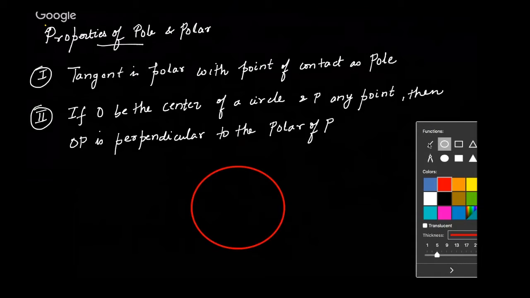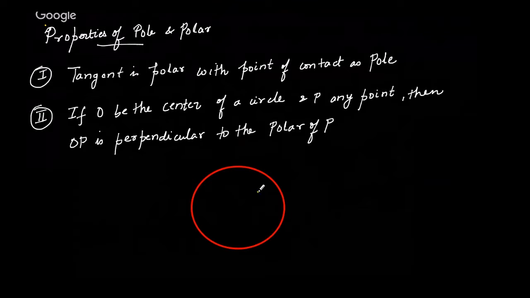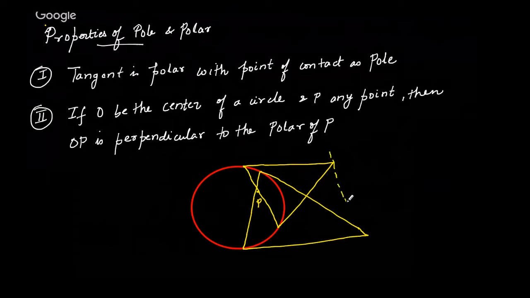Okay, so let's say this is a point P. And there's a polar of P. So I'll assume another line. This is the polar of P. So it says, if you connect O to P, it will fall perpendicular on the polar. Can you prove this? Super simple.